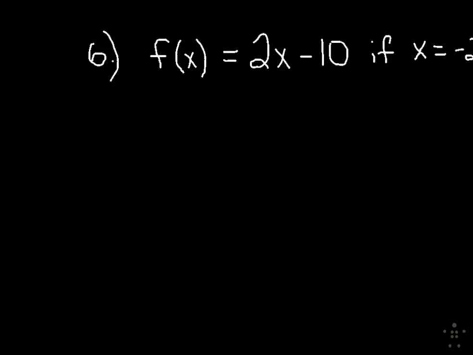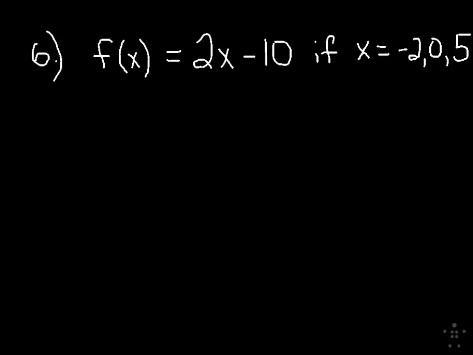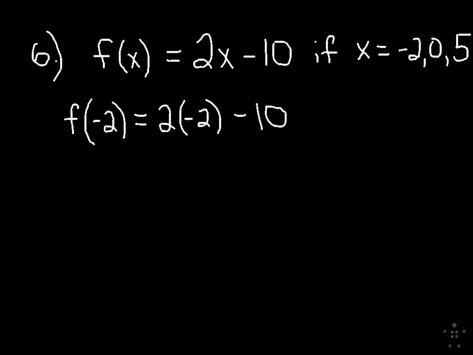Moving on to question number 6. We're supposed to evaluate each function for the given values and then express your answers in function notation. So what we're going to do is simply plug in these values. When x is equal to negative 2, what do we get? Well, 2 times negative 2 is negative 4, and negative 4 minus 10 is negative 14. So when x is negative 2, we get negative 14.